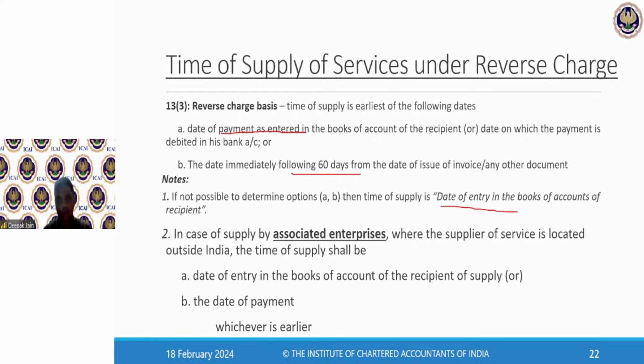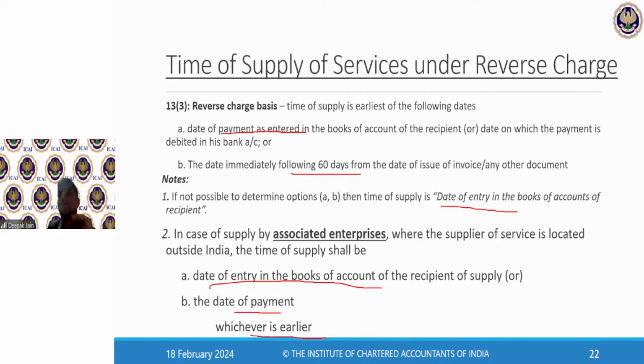We have discussed this in reverse charge provisions that on import of services, the Indian company has to pay reverse charge. Now, if the supplier is outside India and receiver is in India, the time of supply will be date of entry in the books of accounts of the recipient. Then I make a provision saying that I have to make payment to my foreign associate company. The date of entry or the date of payment, whichever is earlier, will be the time of supply. So in case of normal reverse charge, it is date of payment or 60 days from the date of invoice.